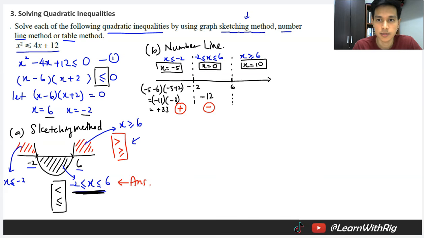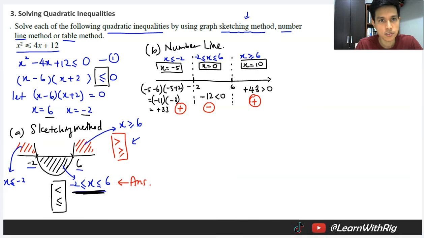What about the other side? x equals 10. So 10 minus 6, you get 4. 10 plus 2, you get 12. 12 times 4, 48. So it's a positive 48. So it is more than 0. This one is less than 0. So because of that, this one here is going to be a positive.